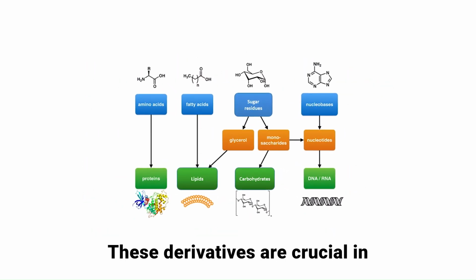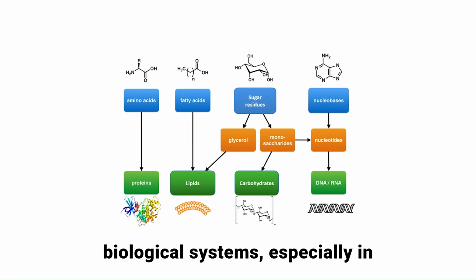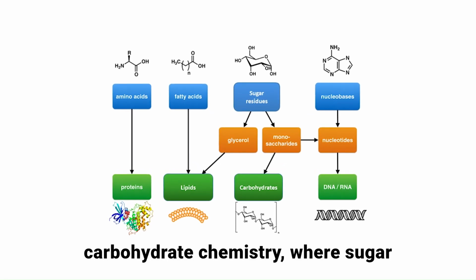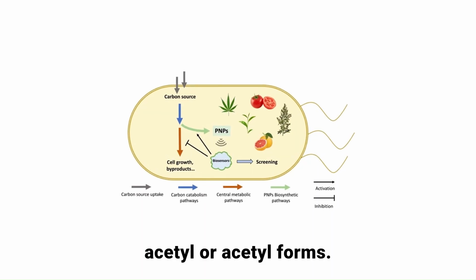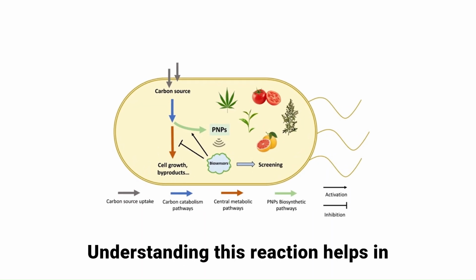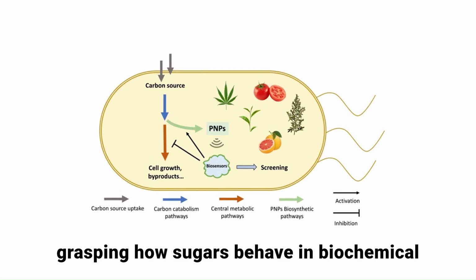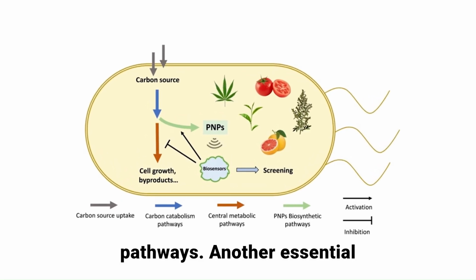These derivatives are crucial in biological systems, especially in carbohydrate chemistry, where sugar molecules often exist in cyclic hemiacetal or acetal forms. Understanding this reaction helps in grasping how sugars behave in biochemical pathways.